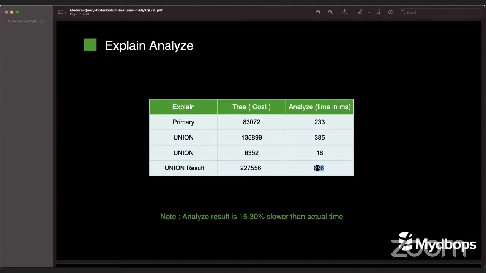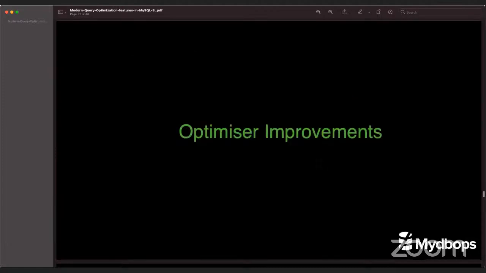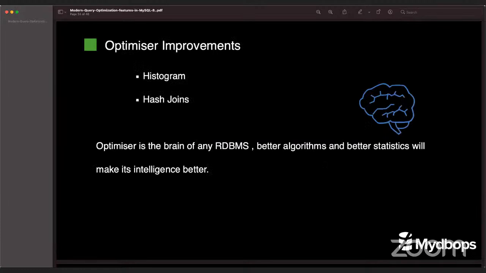This can be because the internal operations take time evaluating everything. But it gives a clear idea while comparing. So tree is the estimate, or you can say guesstimate. So this is close to the actual time spent. Okay, yeah. And the final thing is the optimizer improvements.